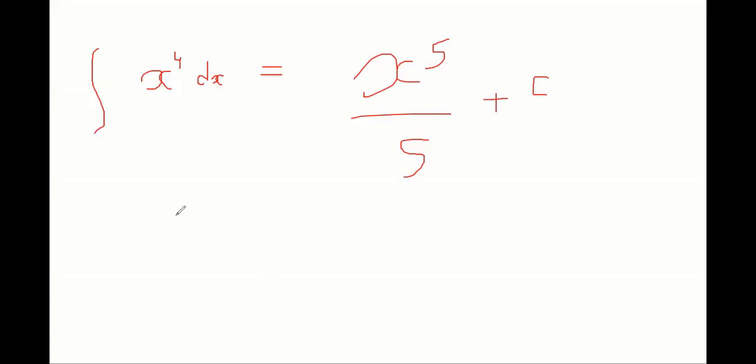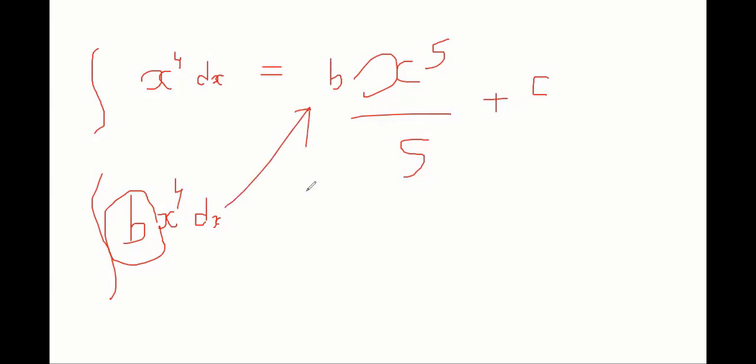But instead of x to the power 4, if I say b x to the power 4, where b is a constant, and I integrate that, then what happens? Nothing. b is a constant, so b comes out. So an extra b will come here, nothing else. Everybody agree? It is just because b is a constant. Similarly, the integration of this would be b x to the power 5 by 5.